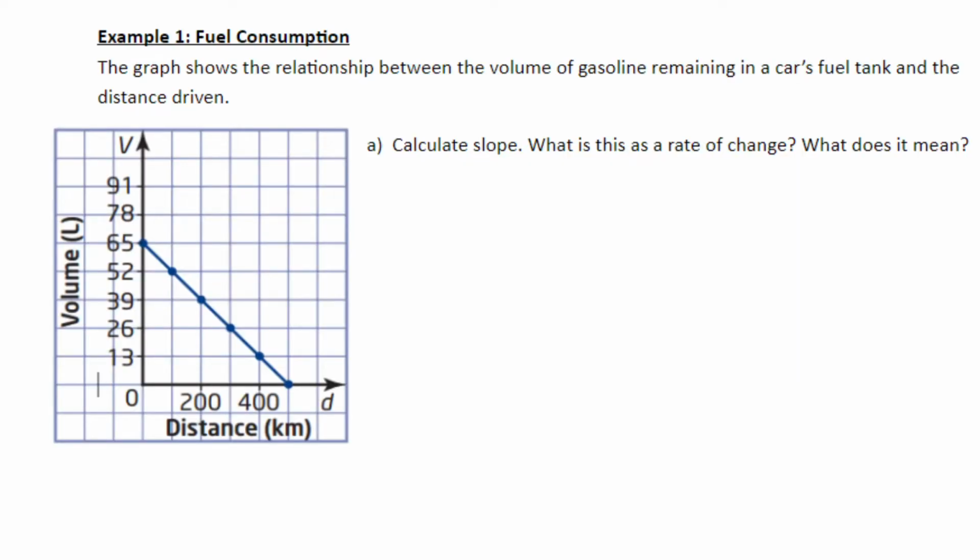So we move on to our first example. This one is that a graph shows the relationship between the volume of gasoline in a car's fuel tank and the distance driven. We want to calculate the slope. What is this as a rate of change and what does it mean?